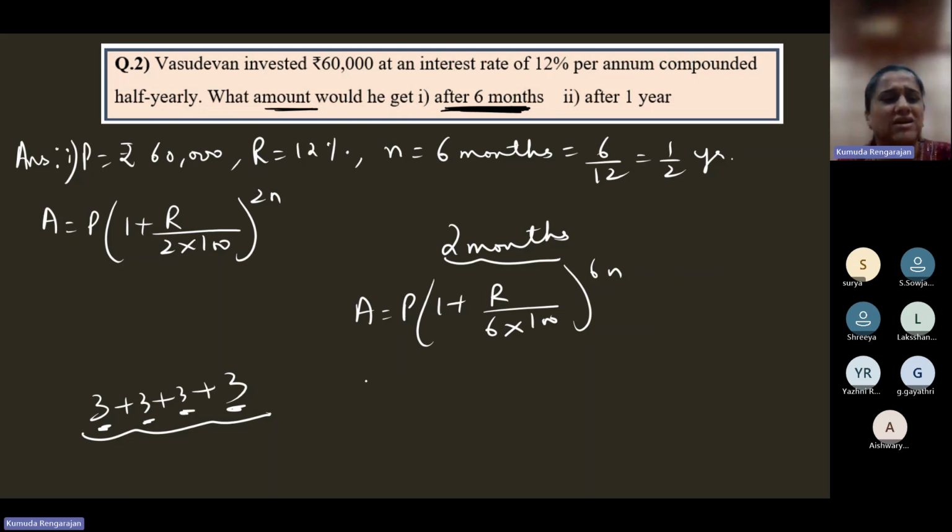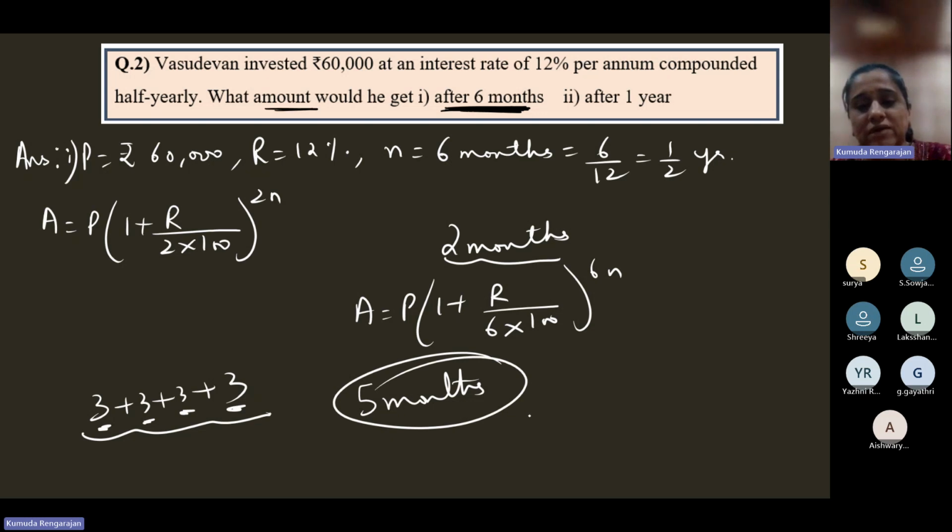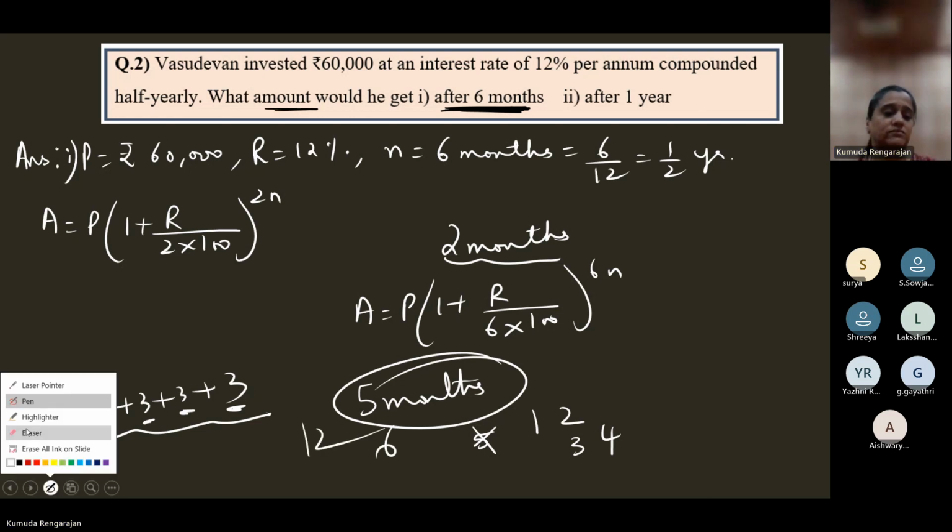Okay. You will not get a situation like what if it is credited every 5 months. Don't worry about that situation. It can be every month, every 2 months, every 3 months, every 4 months, ignore 5, every 6 months, or every 12 months. Every 12 months is 1 year, once in a year.